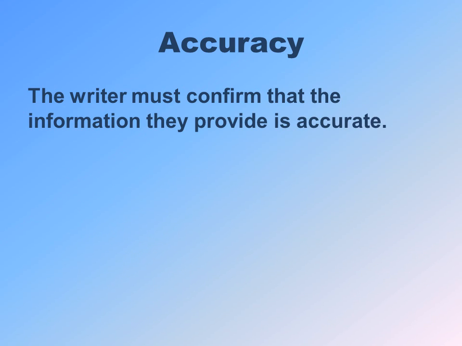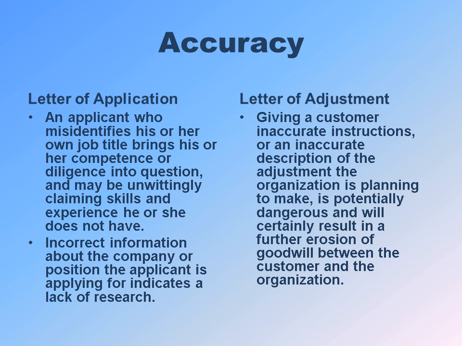Accuracy. The writer must confirm that the information they provide is accurate. An applicant who misidentifies his or her own job title brings his or her competence or diligence into question and may be unwittingly claiming skills and experience he or she does not have. Incorrect information about the company or position the applicant is applying for indicates a lack of research.